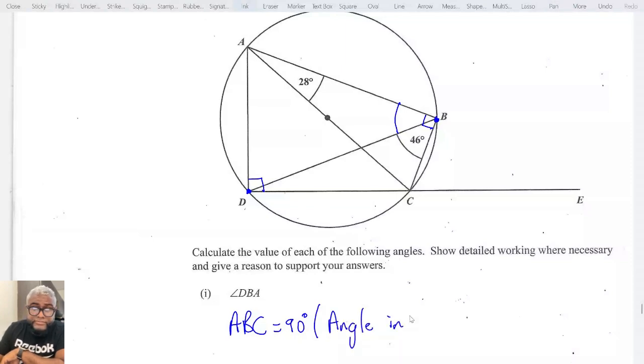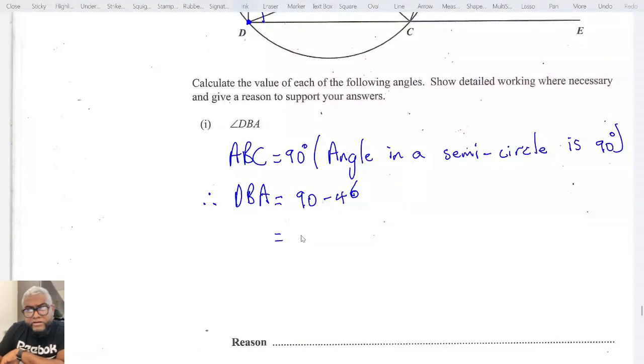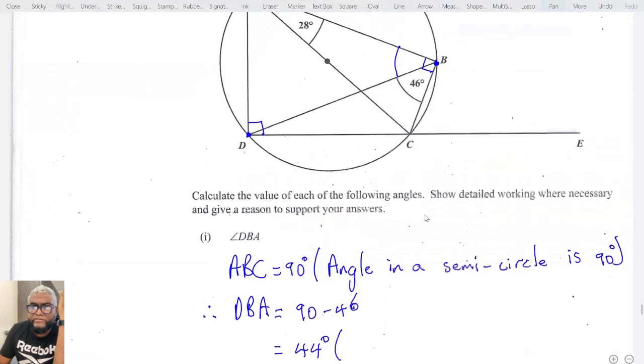Angle in a semicircle is 90 degrees. Excellent. That's the first law to get ABC. And therefore, the angle we are looking for, which is DBA, would be equal to 90 minus 46, which is 44. And we don't have to put any reason for this. We don't put the reason above. Okay? This is the reason we use to calculate this.